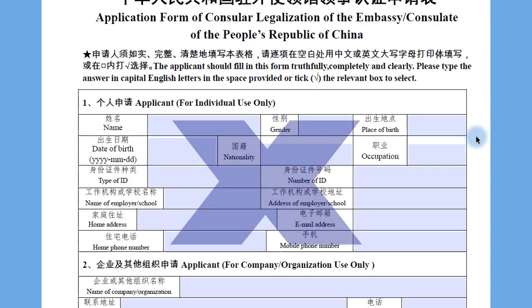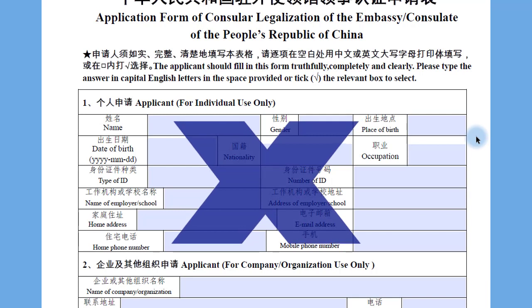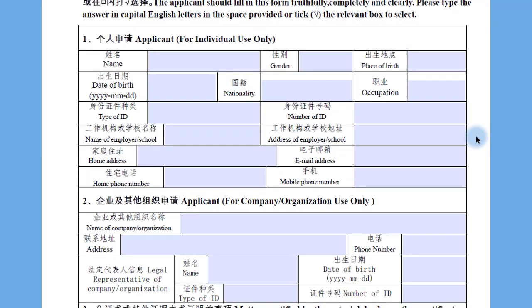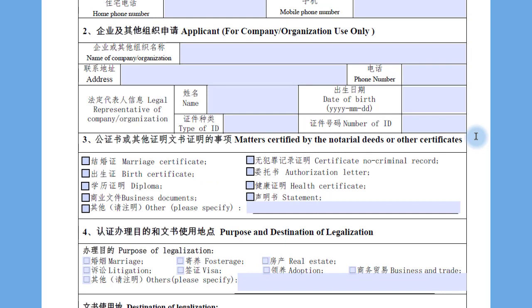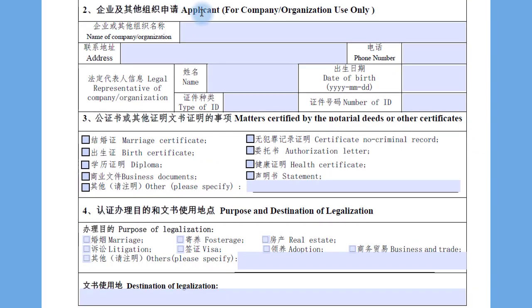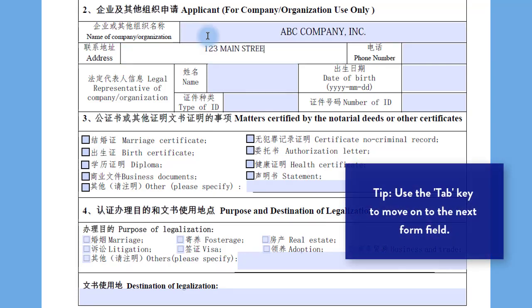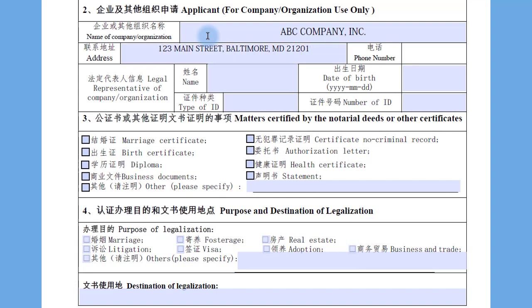We're going to skip this because we're operating for a company. An individual might get a birth certificate or a diploma authenticated, but that's not our case here. So we're going to move on to number 2. And in the first part of number 2, we're going to fill in the name of our company, ABC Company, Inc. And then we're going to put in the address, 123 Main Street, Baltimore, Maryland, 21201, and the phone number here.